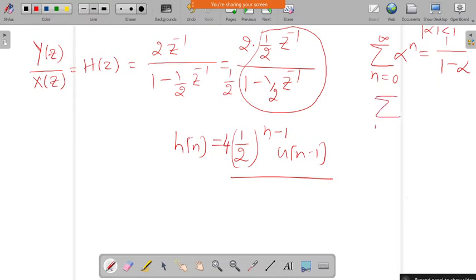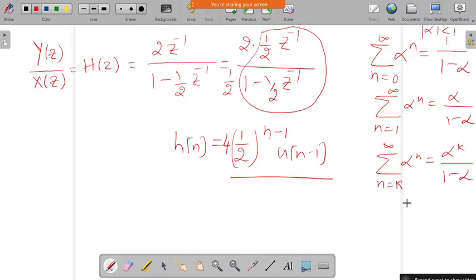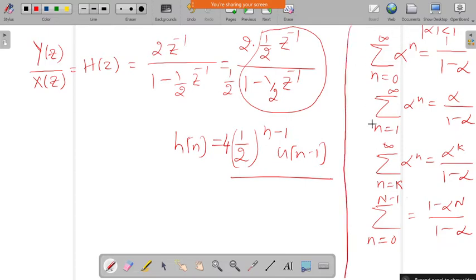And similarly, for n equal to 1 to infinity alpha power n, which is equal to alpha by 1 minus alpha. And similarly, n equal to k to infinity alpha power n, which is nothing but alpha power k divided by 1 minus alpha. And then one more expression, n equal to 0 to n minus 1, which is nothing but 1 minus alpha power n divided by 1 minus alpha. So these four standard expressions you need to use always in this Z transform.